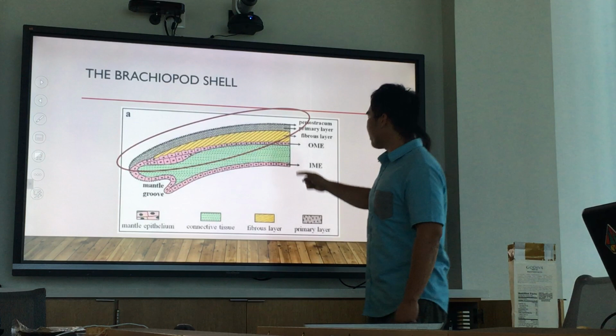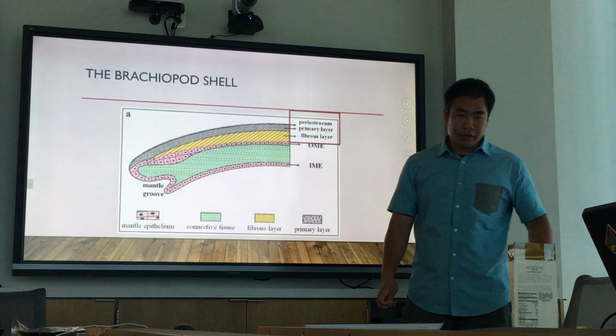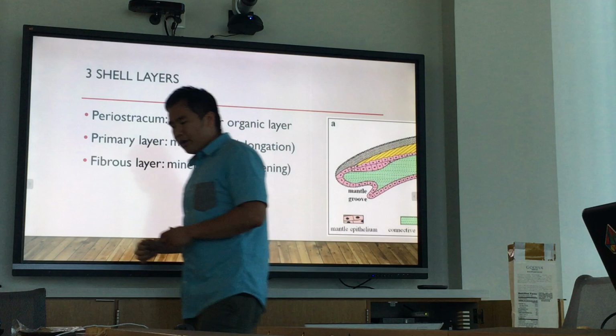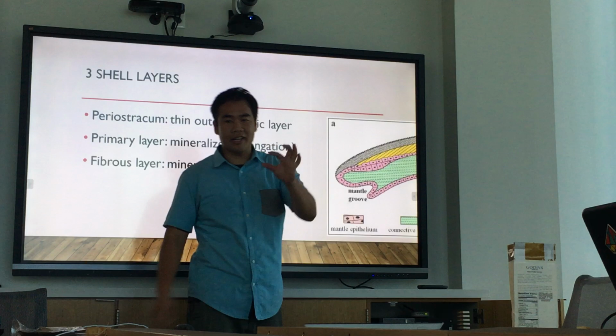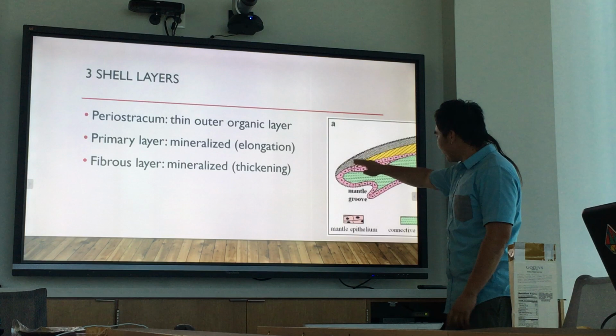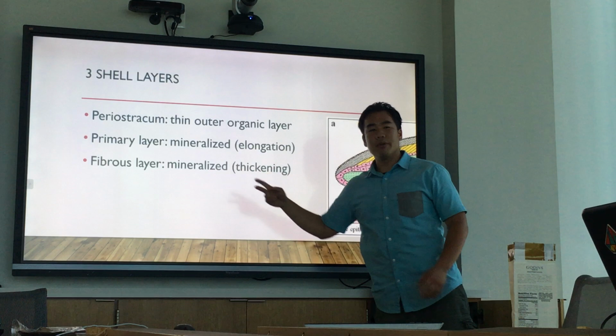We can see it has three layers: the periostracum and the two mineralized layers. If you read the paper, the periostracum is the really thin organic layer on top. You see it's a black line; it doesn't have any depth to it. Underneath is the primary layer, and under the primary layer is the fibrous layer. Both of these are mineralized with calcium carbonate, and they're involved in two different growth processes.